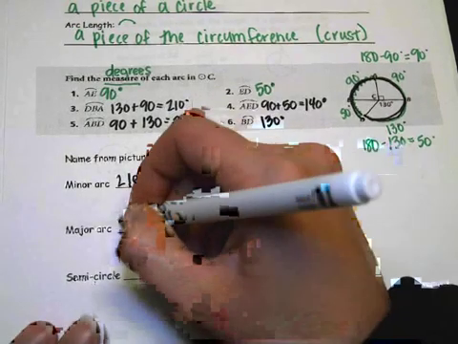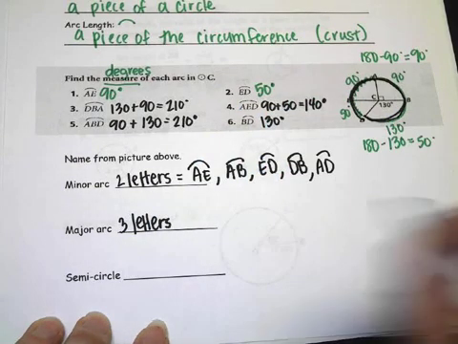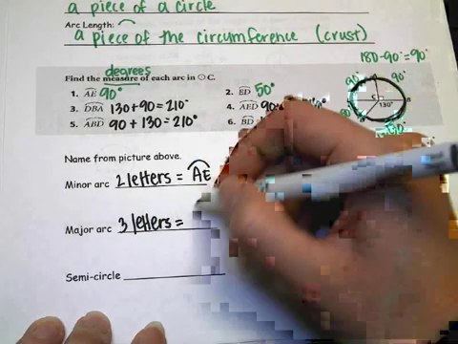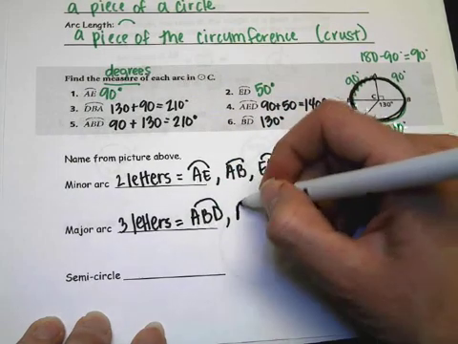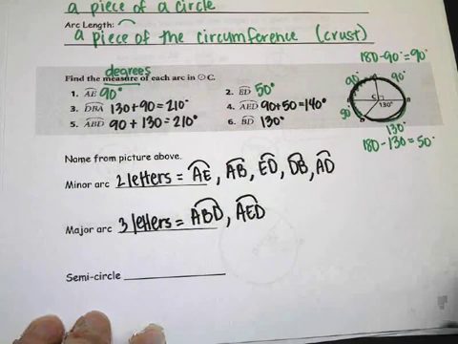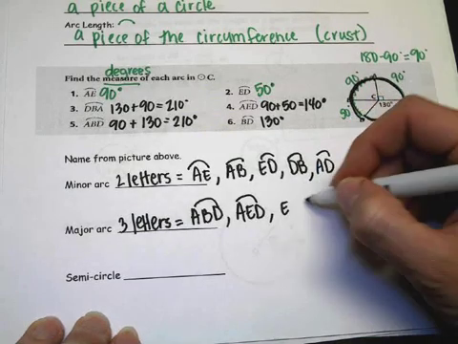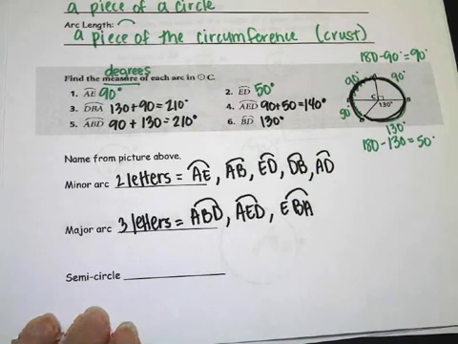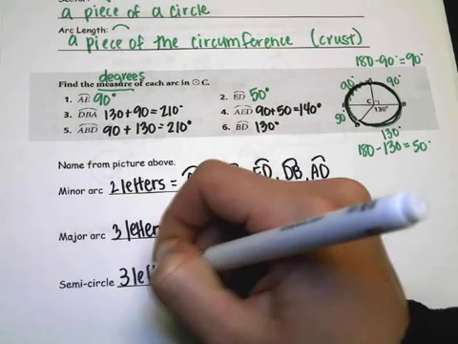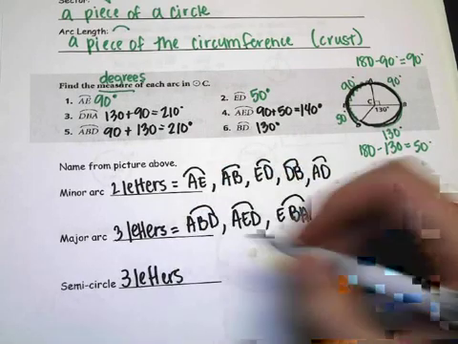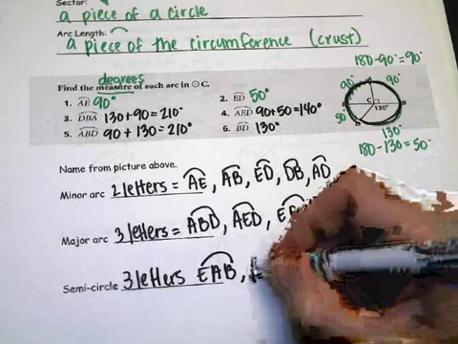Major arcs are always named with 3 letters. And remember, they have to be greater than 180. So another major arc might be ABD. Another one might be AED. Of course, you could flip all those around again. Another major arc might be EBA, so on and so forth. Then your semicircles are always going to be 3 letters, and they're going to add to equal 180. So EAB would be a semicircle, or EDB.